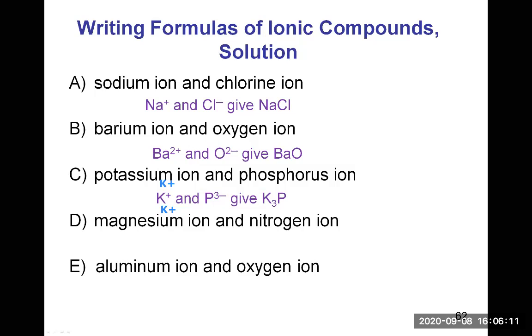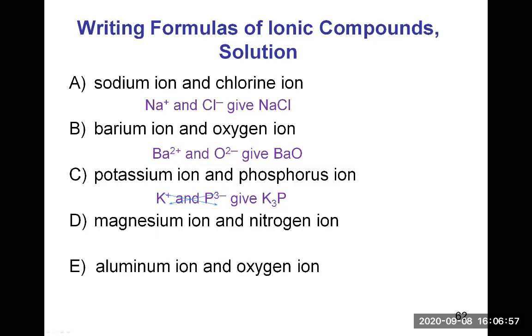Another way to do this is by doing what we call a crisscross trick. That allows you to take the charge of the phosphorus and put it as a subscript for potassium, and take the charge of the potassium and give it as a subscript for phosphorus. And so that means the 3 from the P-3 will become a subscript for potassium, and the 1 plus from potassium will become a subscript of 1, which is implied and not written for phosphorus. So the correct formula is K3P.